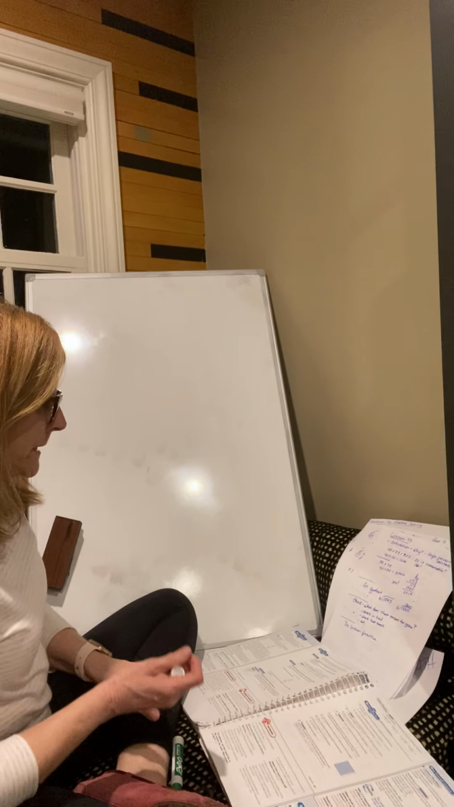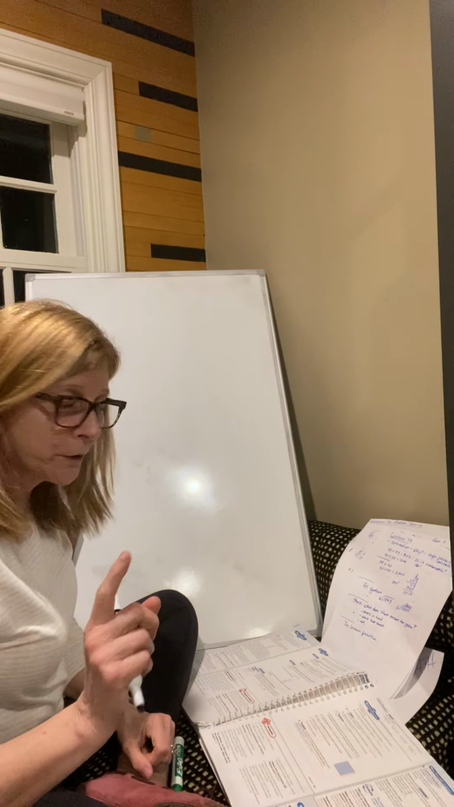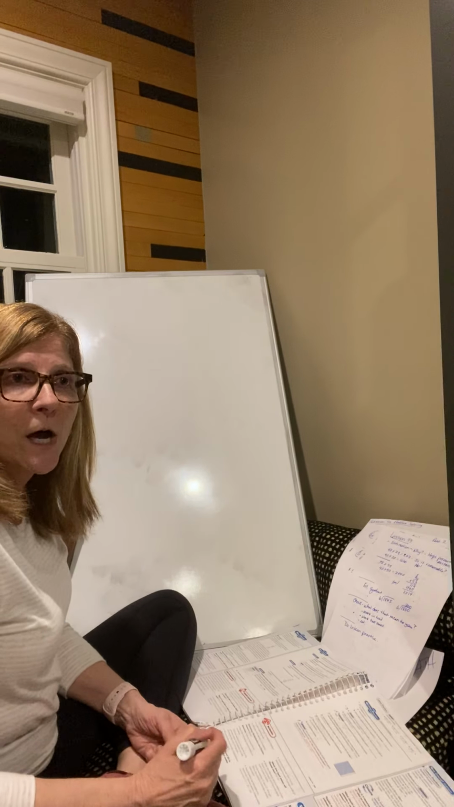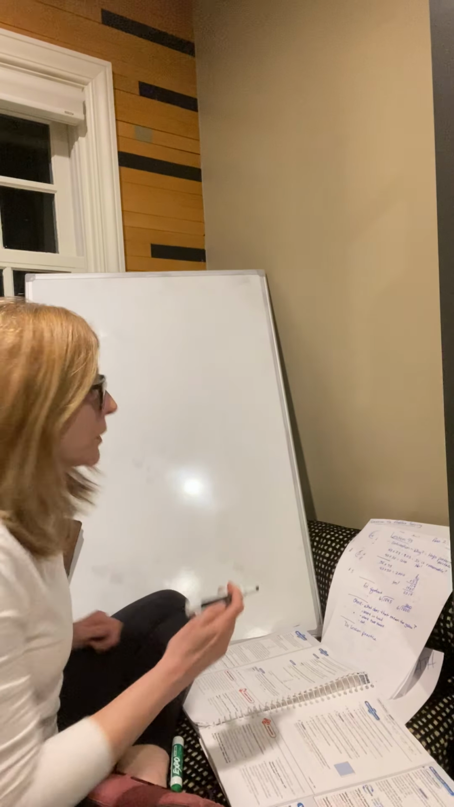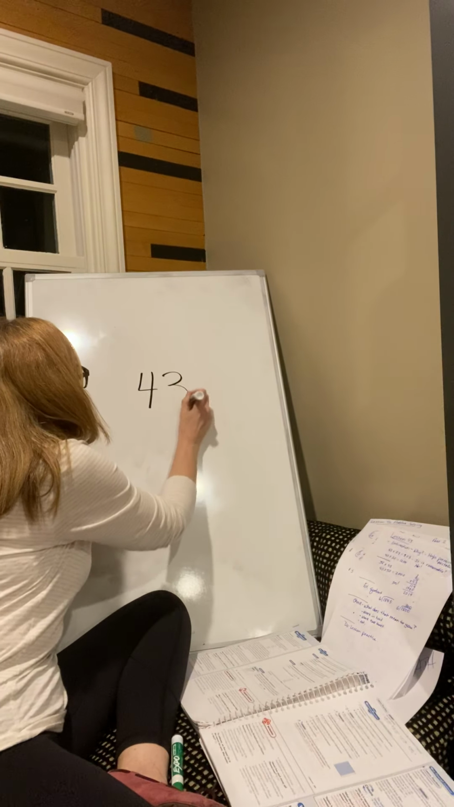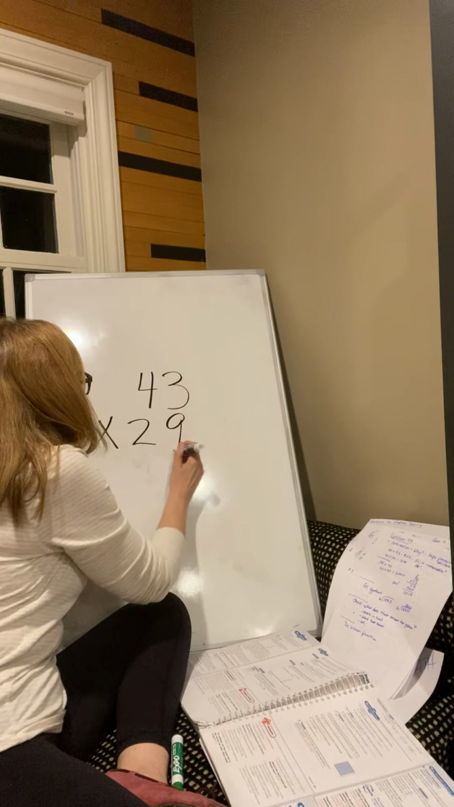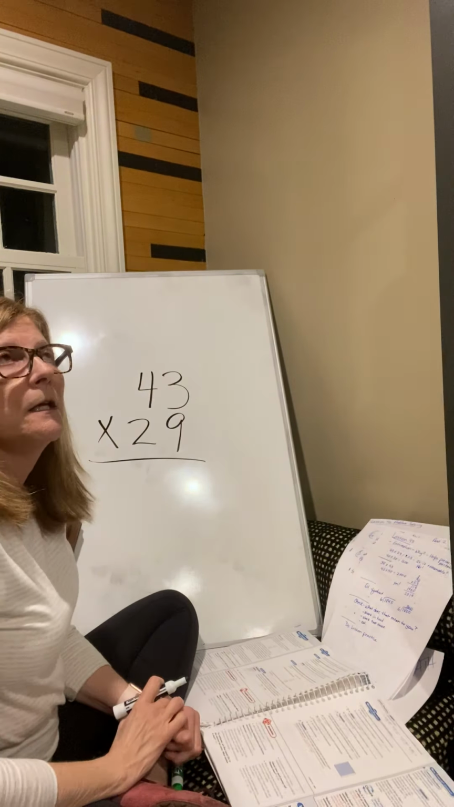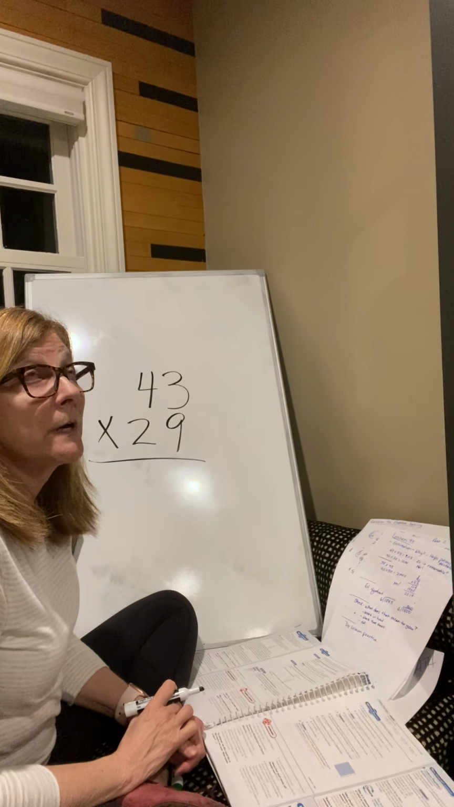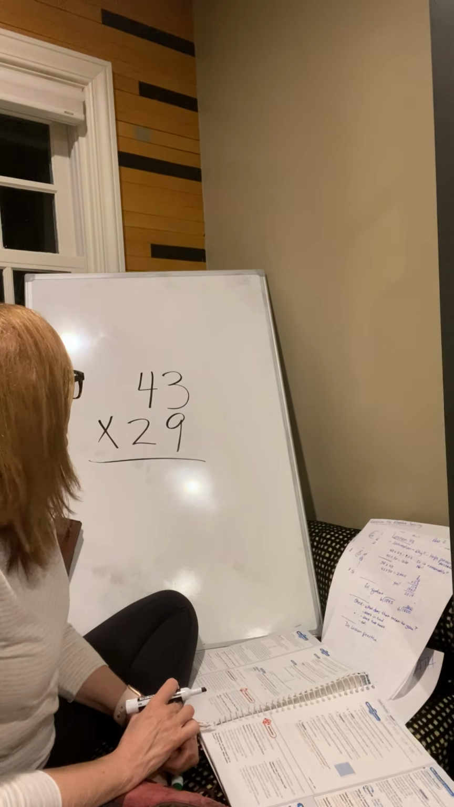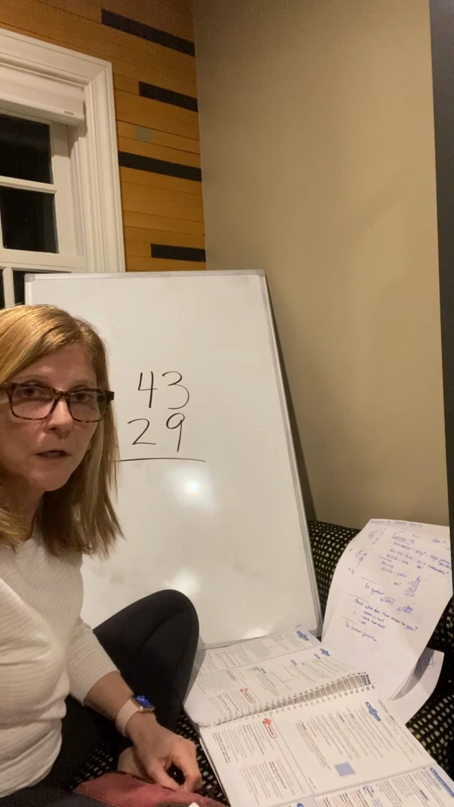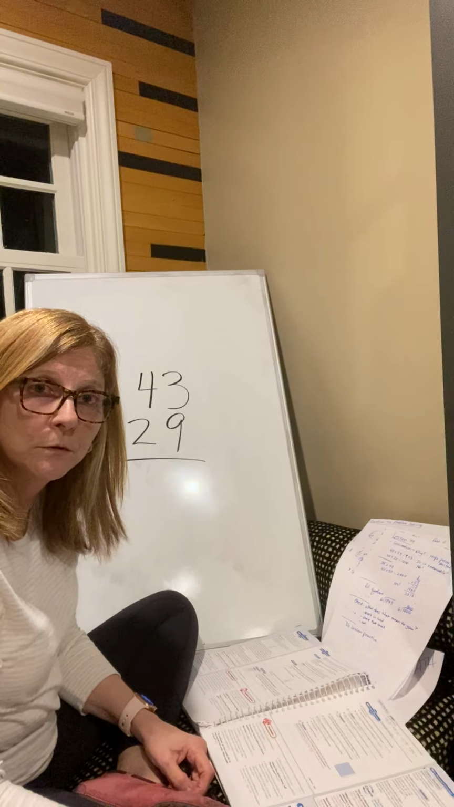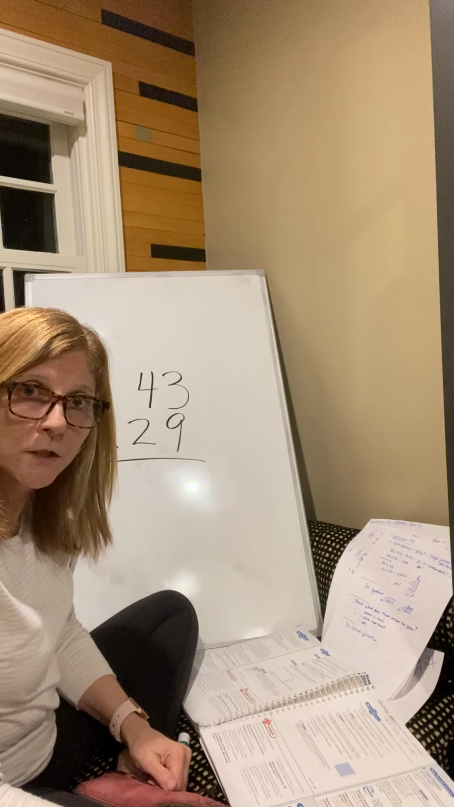If I told you, now don't do this on your boards, 43 times 29. That would be very hard to do in your head because you'd be sitting here going, let's see, 43 times 29, but you're doing it in your head. 9 times 3 is 27, 7, carry the 2. Let's see, 9 times 4 is 36 plus 2, 38, 380. And then you've got to multiply. Mind blown. Almost really hard to do.